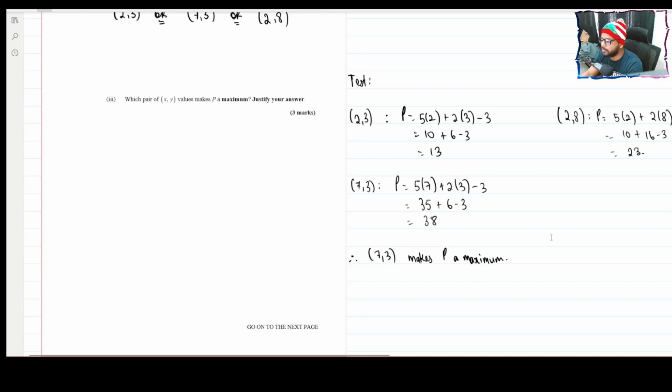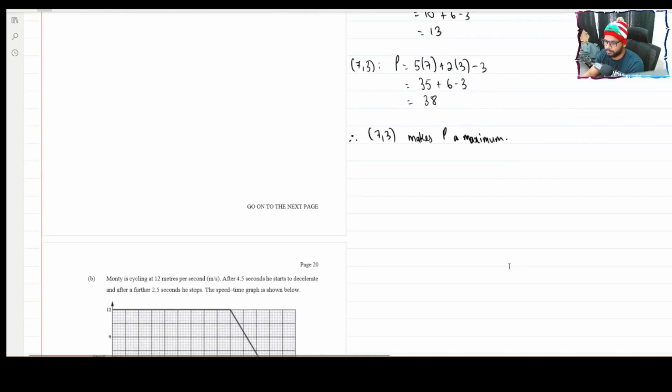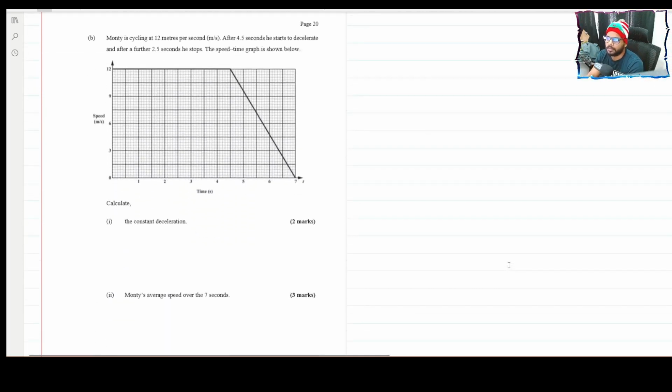And similarly, 2, 3 makes P a minimum. Part B. Monty is cycling at 12 meters per second. After 4.5 seconds, he starts to decelerate, and after a further 2.5 seconds, he stops. The speed time graph is shown below.